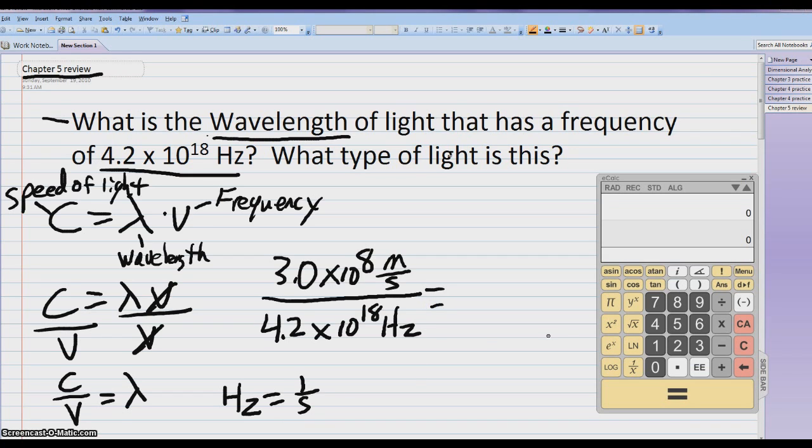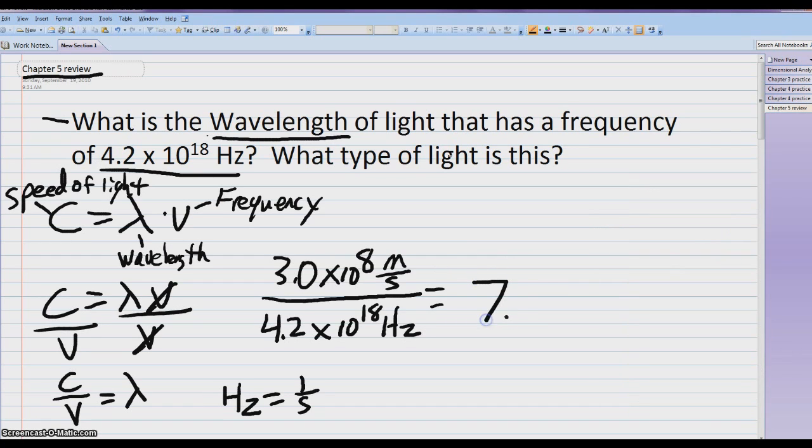So let's go ahead and put this into our calculator. 3.0 times 10 to the 8th, divided by 4.2 times 10 to the 18th. And that ends up equaling 7.14 times 10 to the negative 11th.